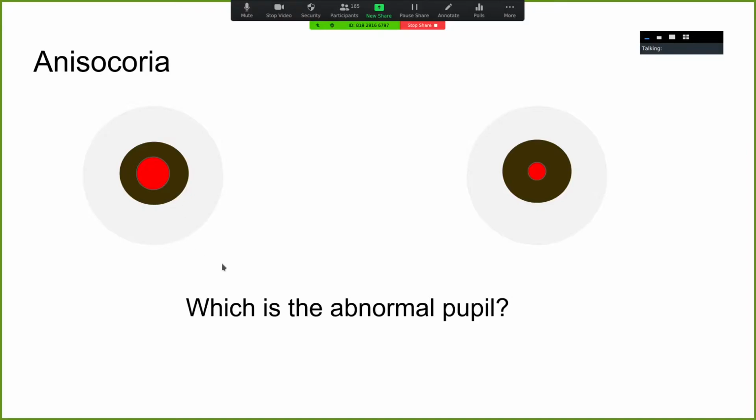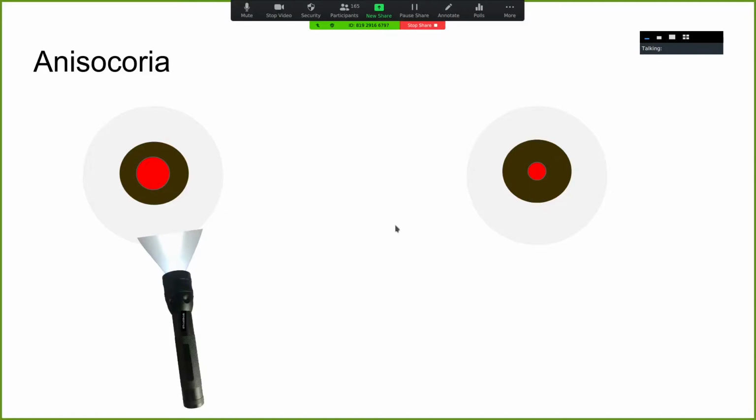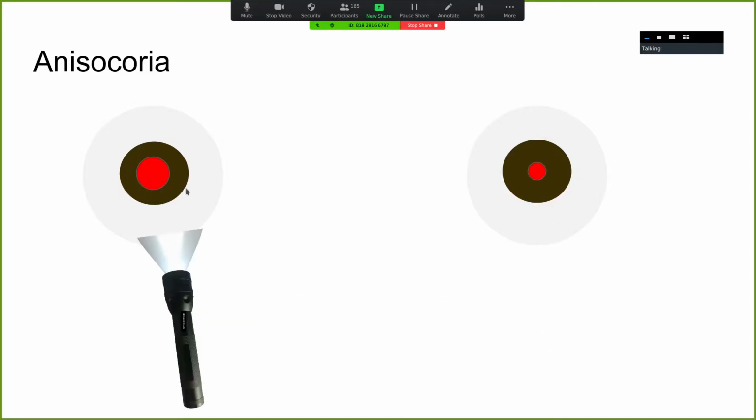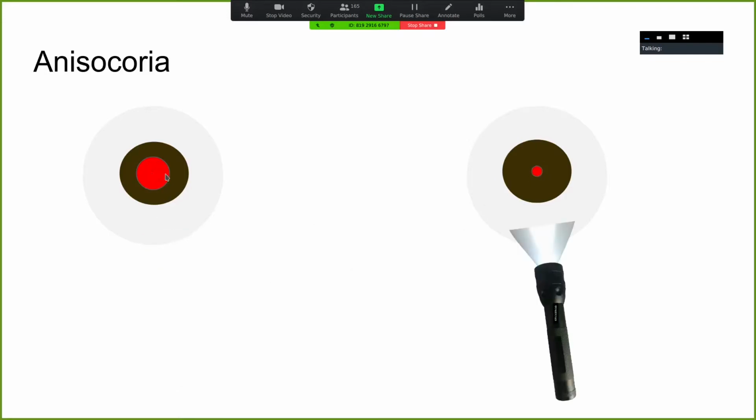So which is the normal or abnormal pupil in this case? It depends on the light source, depends on the reactivity to light. So let's say you shone the light on this pupil right here. It doesn't seem to react. If you shone the light here, it constricted. Again, this is not real time. We don't know yet if this reacts. That's why you have another flashlight ready to check if this one constricted when you shone the light here, and if this one constricted if you shone the light on this eye over here.